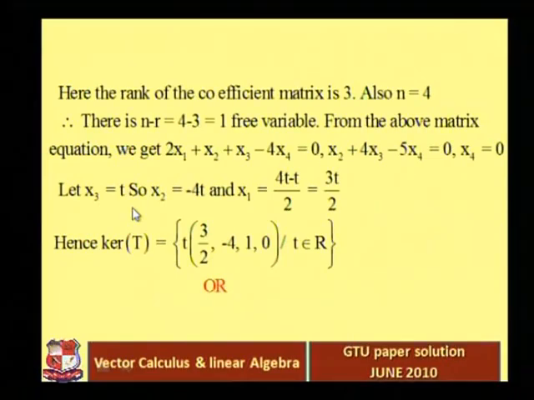Now let x3 is equal to t. Put this value of x3 and x4: x4 is already 0, x3 is t. So from this equation x2 is equal to minus 4t. Now put these two values of x3 and x2 in this first equation.